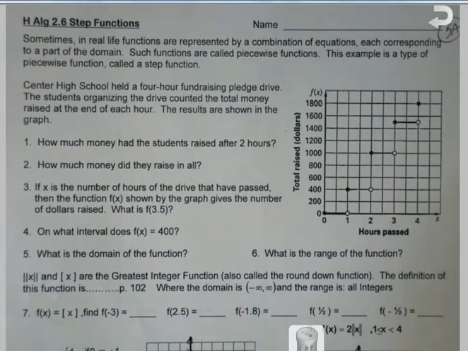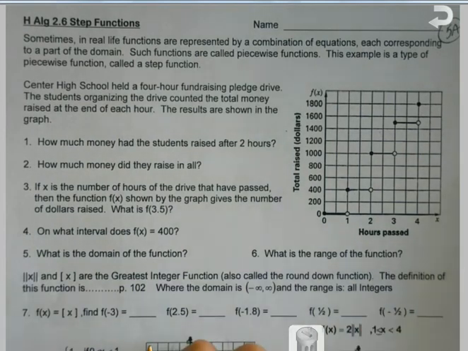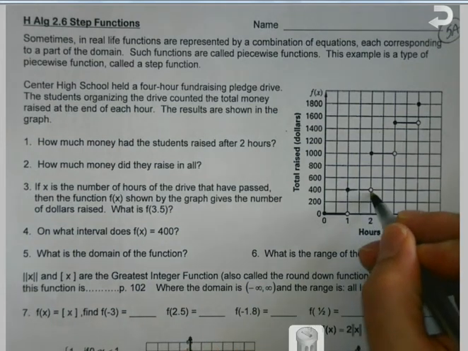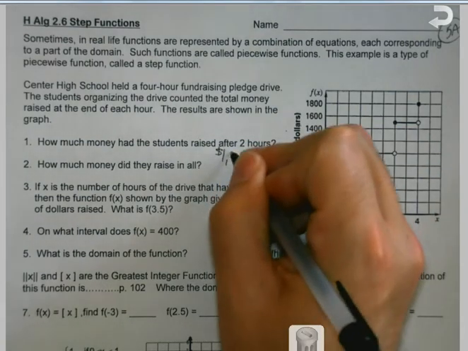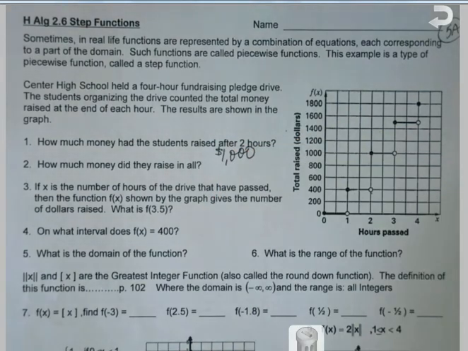How much money had the students made after 2 hours? Go to 2, what's my dot on 2? 1,000. Because if I go over to 2, I see there's a dot here, but again, that's open, so I kind of just burn right through it up to here. So $1,000 is the amount of money I'd raised after 2 hours.